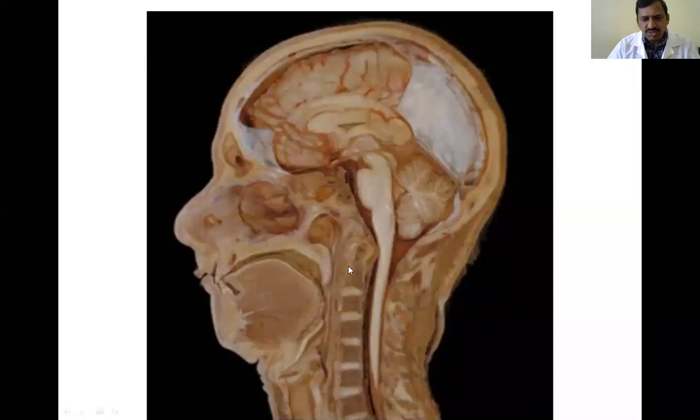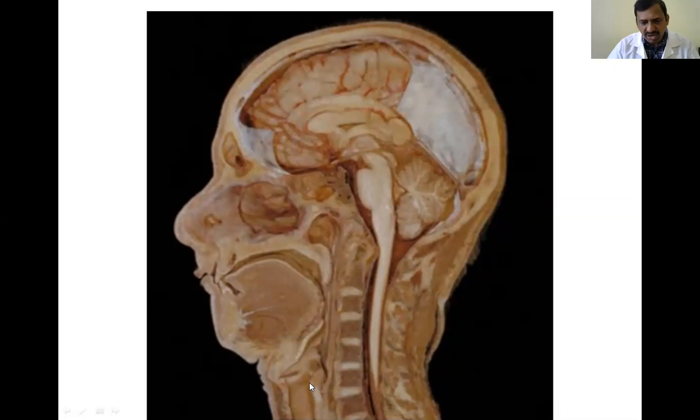Next, after that, you see here the bodies of the vertebral column, especially the cervical vertebrae. This is the anterior arch of the atlas, the next one is the axis bone, and these are the third, fourth, fifth, and sixth cervical vertebrae. Up to this level, this is the pharynx, and from here this is the larynx.